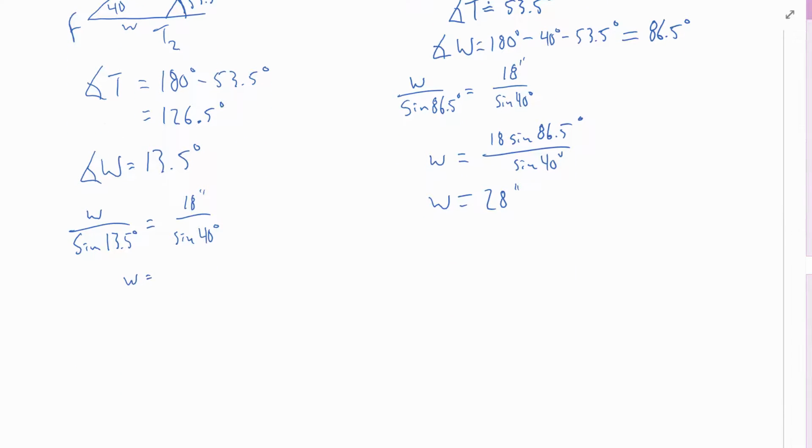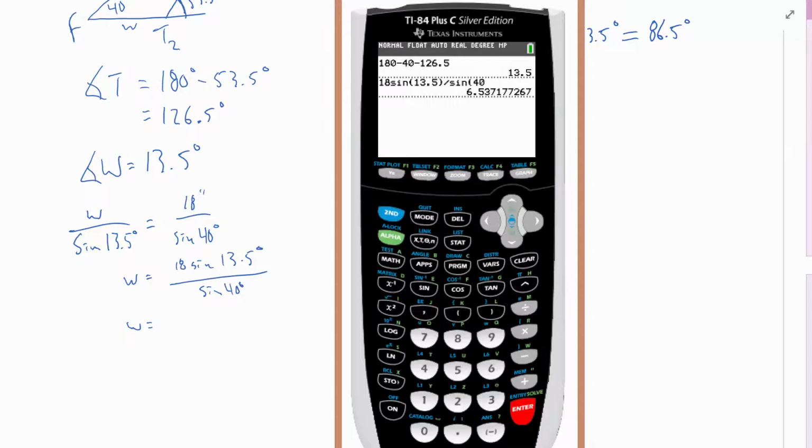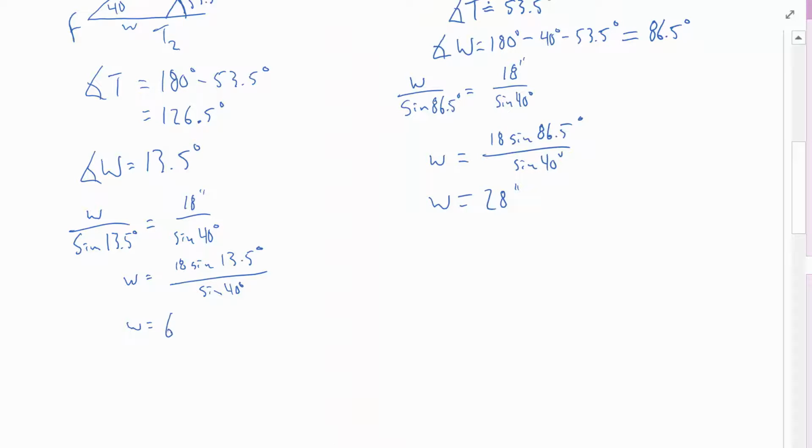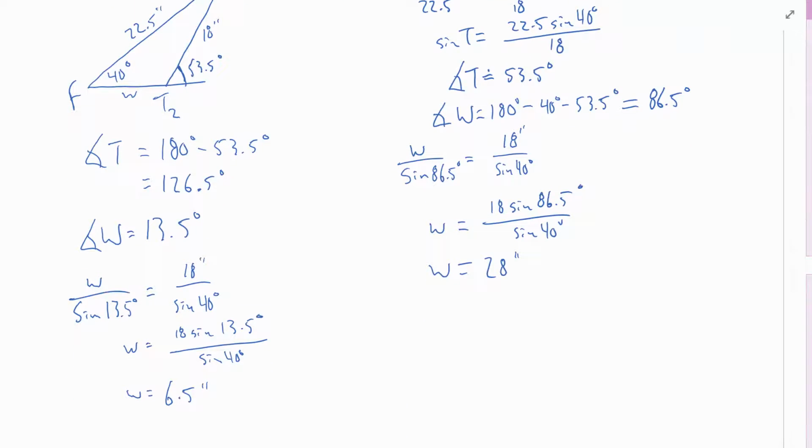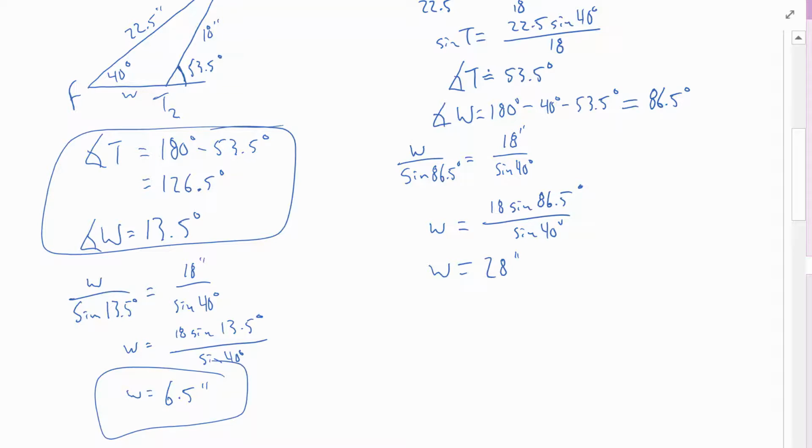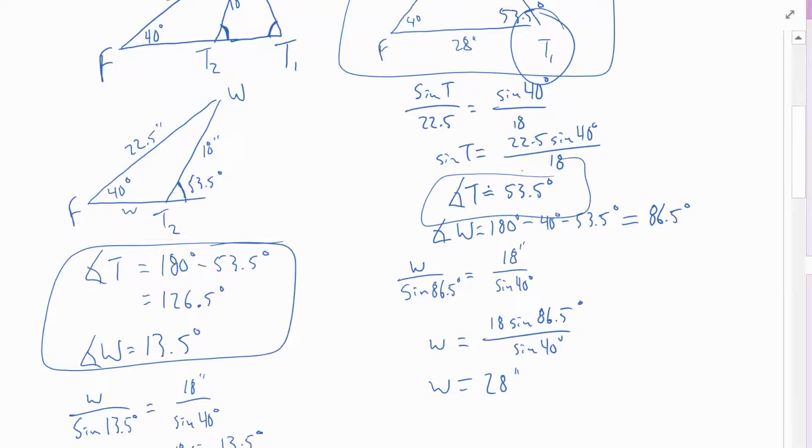6.5. Maybe I could write this down here yet. 18 sine 13.5 over sine 40. This means W is, what did I say? 6.5 inches. So we've got both possible triangles solved here. Angle T, angle W, and little w.